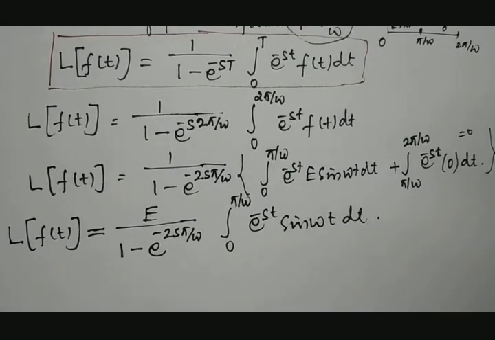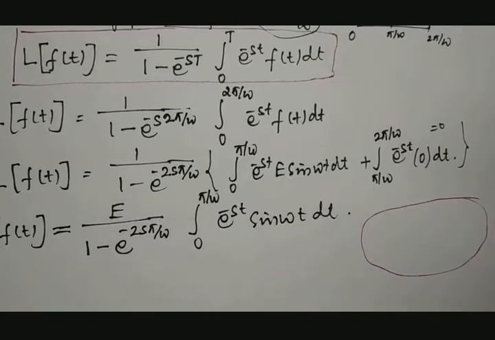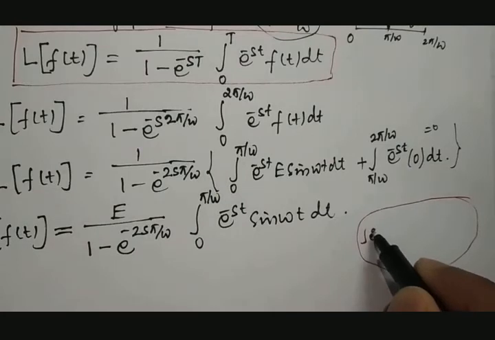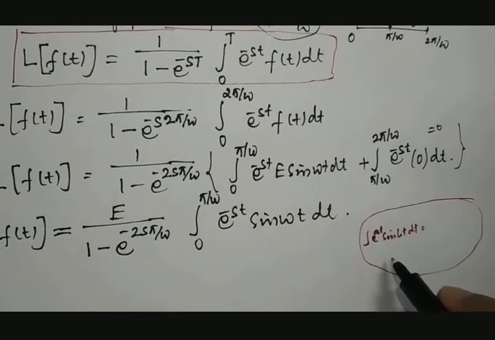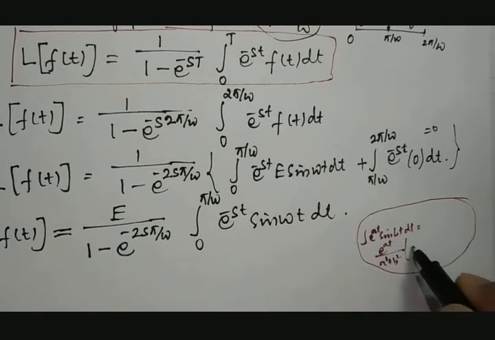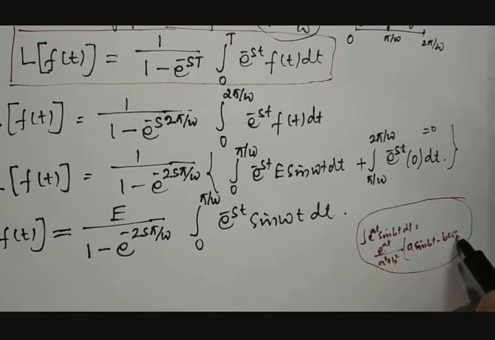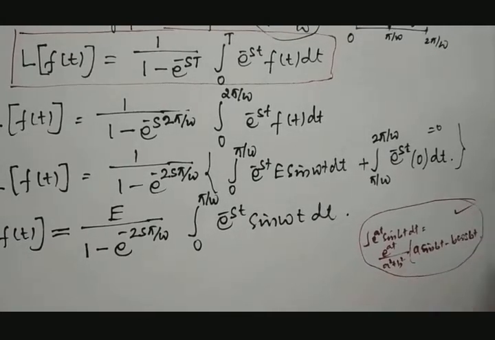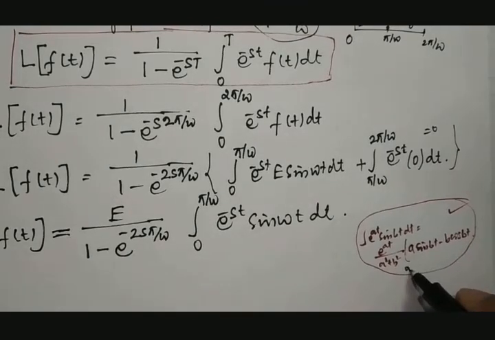We have a standard result which indicates that the integration of e raised to at into sine bt dt is equal to e raised to at divided by a square plus b square, into a sin bt minus b cos bt. This result can be utilized to solve this example. But if you compare here, what is a and what is b in this?